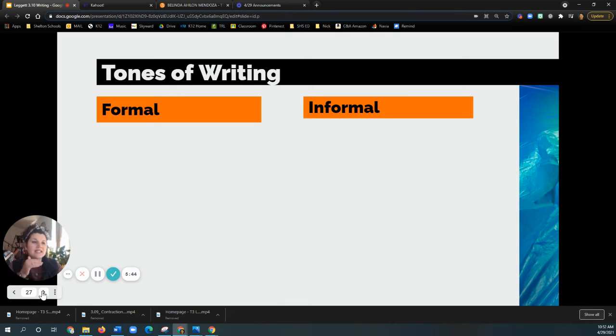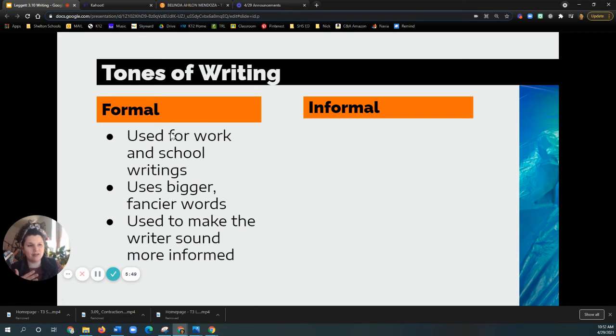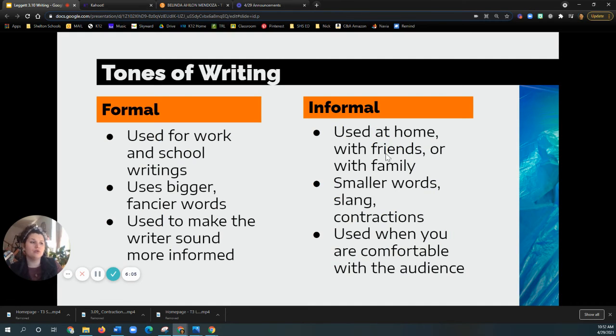Okay. Different types of writing. Let's look at some examples. In a formal style, when is it used? For work and for school. You use bigger words, fancier words, and it's used to make the writer sound more informed, smarter. Informal, you would use at home with friends, with family. Oftentimes you would use smaller words or slang or contractions. And you use it when you're comfortable with the audience.